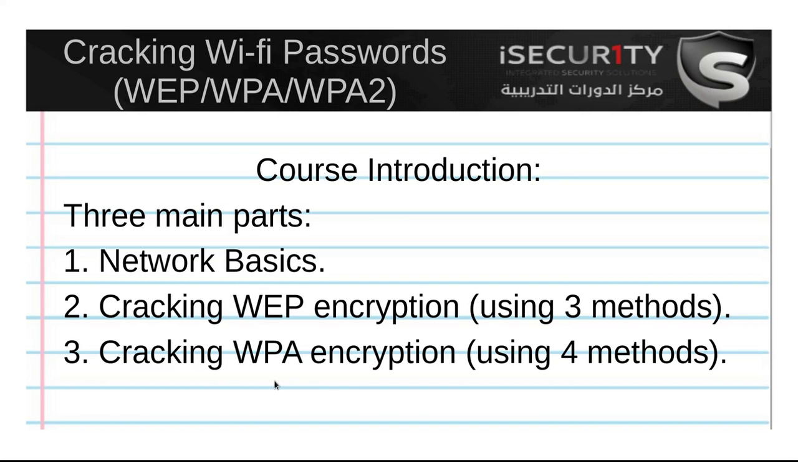We're going to again understand how WPA works, and what's the difference between WEP and WPA, and what's the weakness in WPA that allows us to crack this encryption. WPA and WPA2 are similar. They can be cracked using the same methods. We're going to talk about this in more detail once we move to that part. And again, we're going to talk about four methods to crack WPA, going from slower to quicker methods of cracking it.